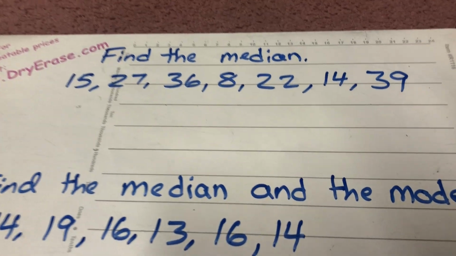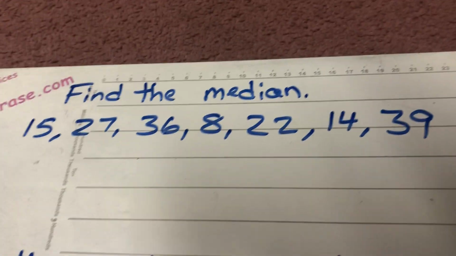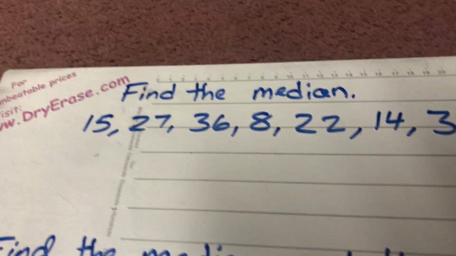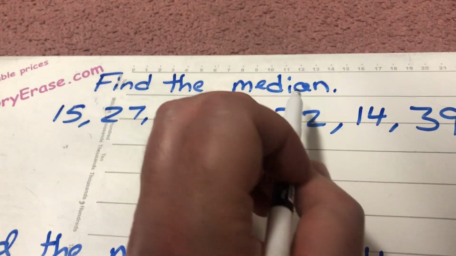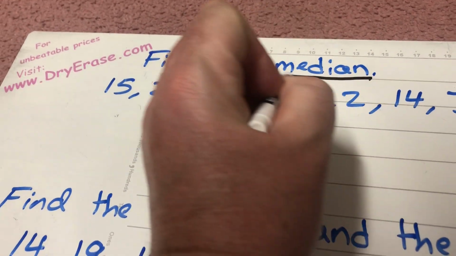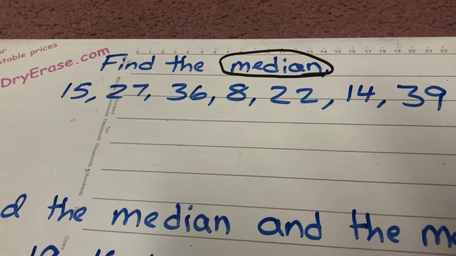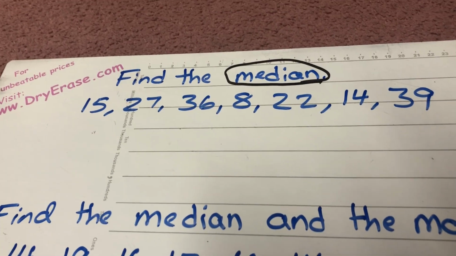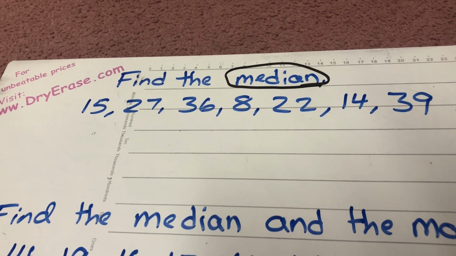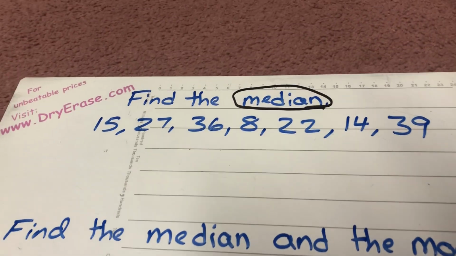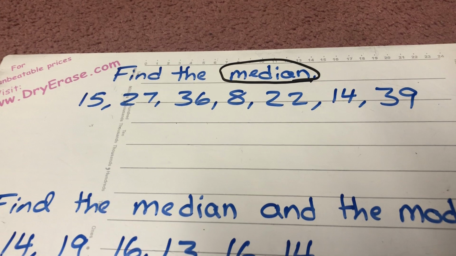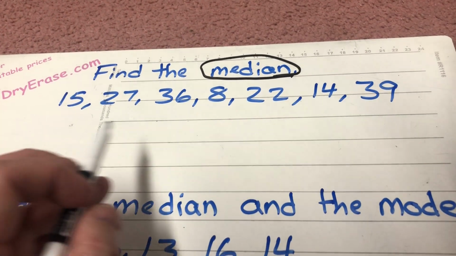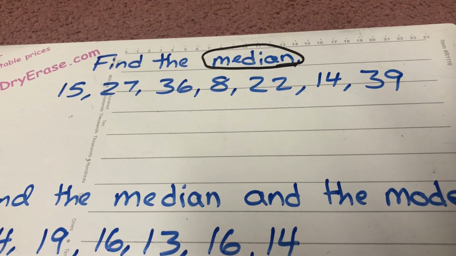But we're also adding in a couple more terms today of these measures of central tendency, as we talked about in class. The first one is the median. The median is essentially the middle number in a set of data when the numbers are arranged in order from least to greatest. So if you want to find the median, the first thing you have to do is put the numbers in order from least to greatest.